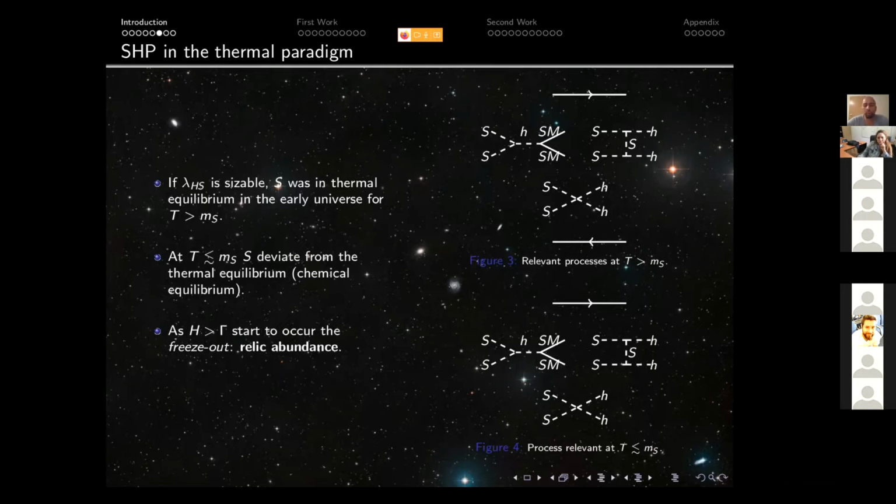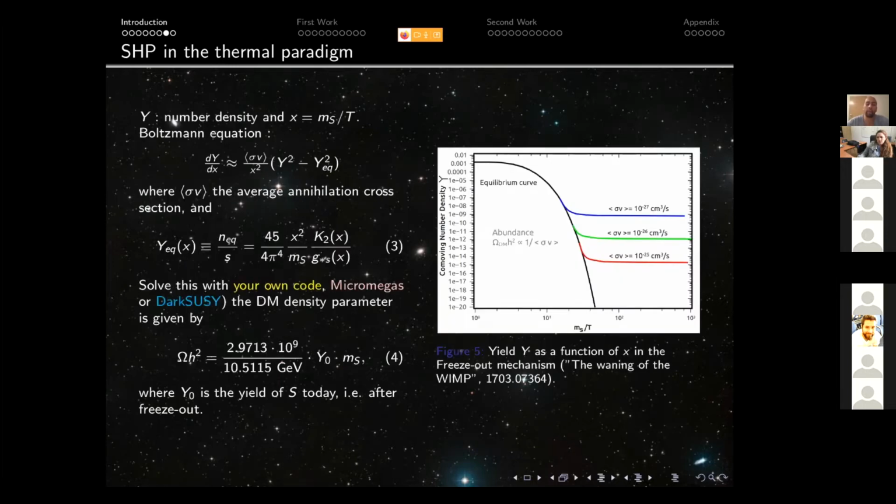Figure 4 is exemplifying this fact. You also have to take into account that annihilations of these scalar particles start to occur, but at the same time the Hubble expansion was occurring. So at some point you expect that the particles drifted apart in such a way that they couldn't annihilate with each other anymore. So you basically get what is called the freeze-out, and finally the relic abundance.